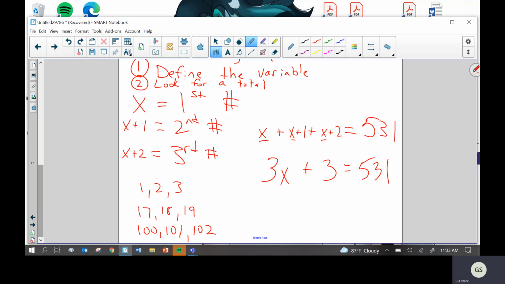1, you need to define the variable first. What do you not know? That's the first thing. And if you know everything, you wouldn't need an equation. So there's something you don't know, or that they're telling you to do. So define the variable, and then next look for a total to see if you can just kind of make a really easy ending number part of the equation.